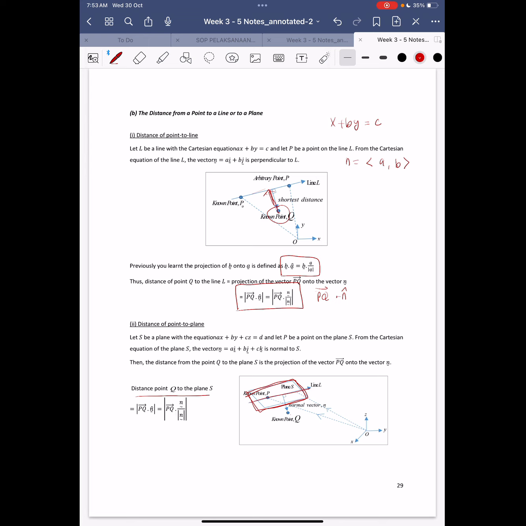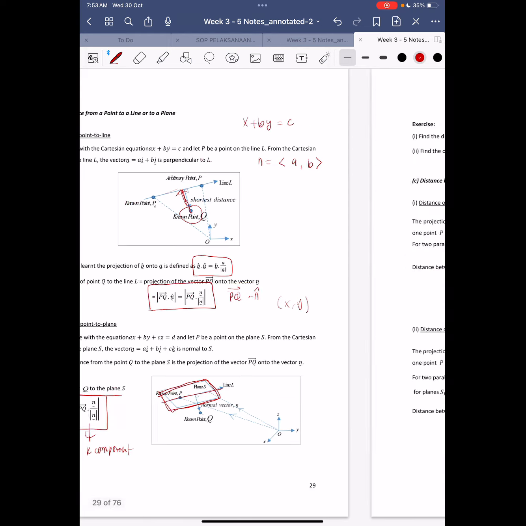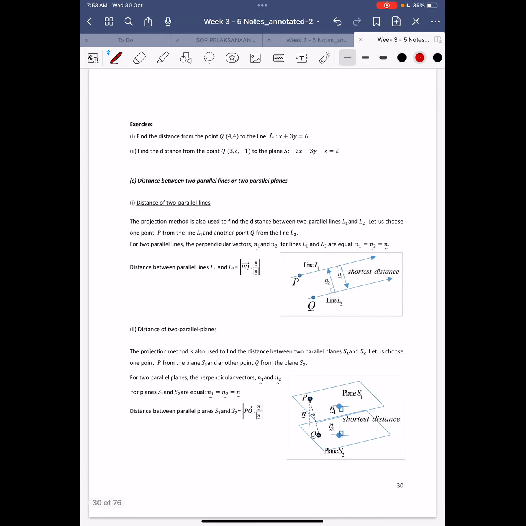You will see that the formula is the same, but here you get the k component, because it has X, Y and Z components. This one is just X and Y. Alright, please do this exercise. We can discuss it in class. You see that this is a line with X and Y, and here this is a plane because you get X, Y and Z.